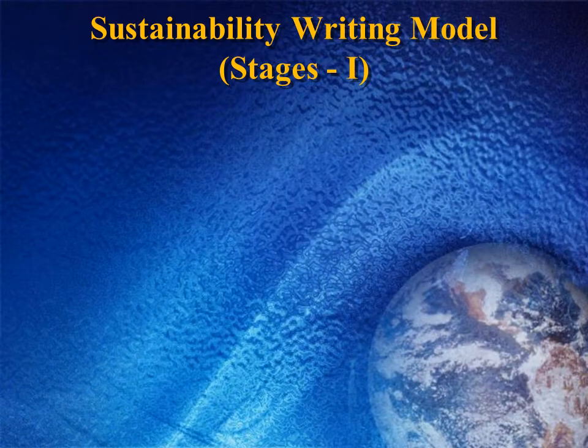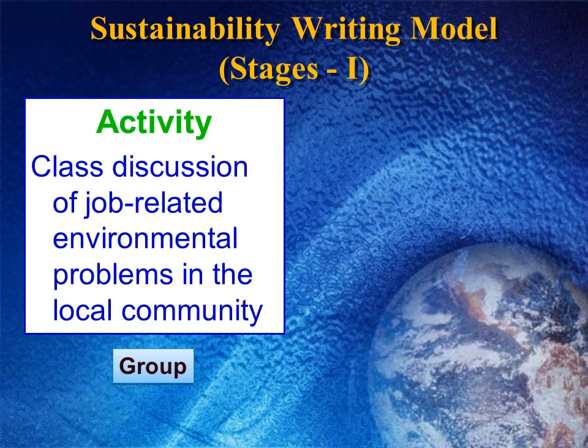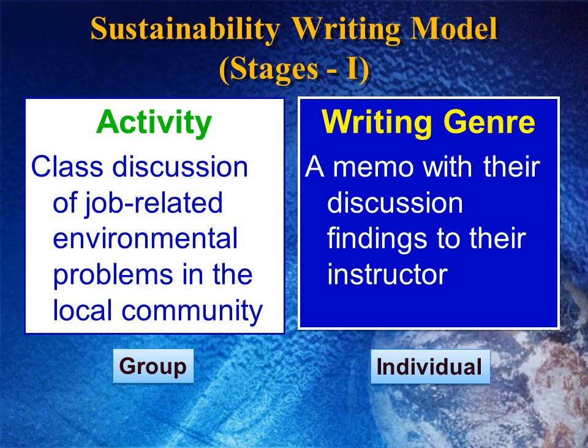Stages of the model. Stage 1. Students in this stage are asked to think and write about their future job-related ecological problems, which makes researching and writing very significant to students because it is directly related to themselves, their places, and their future jobs. At the end of this stage, each student writes a memo with their discussion findings to their instructor.